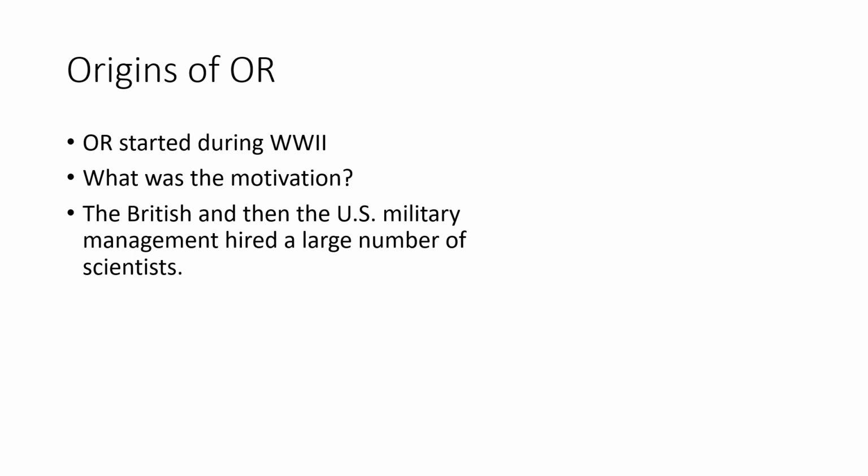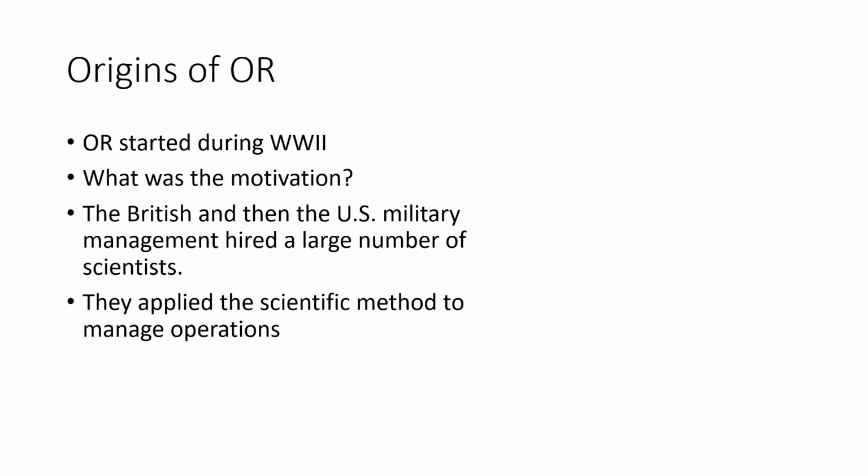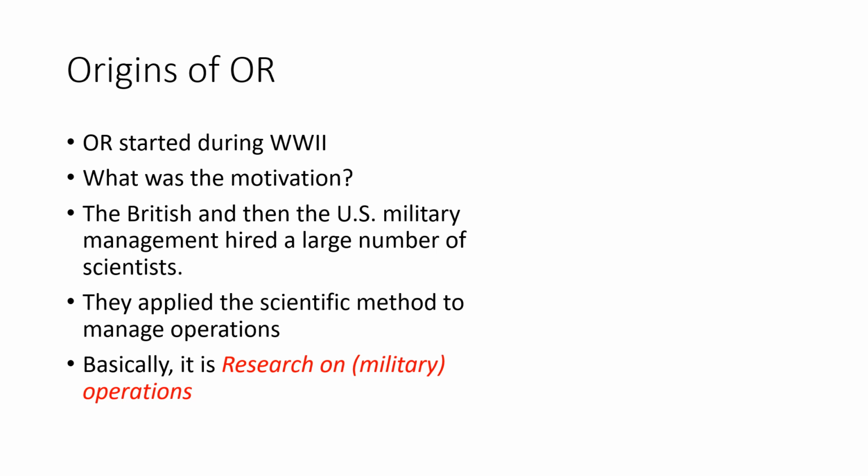Sometimes those goals are conflicting, so OR also helps in allocating these resources in a way that could result in fulfilling those conflicting goals by using the limited resources efficiently. And how did they do it? They actually applied the scientific method. And we will see later what the scientific method means. So in a nutshell, operations research basically means applying or conducting research on operations, and originally it was military operations. Okay, so that's how it started.